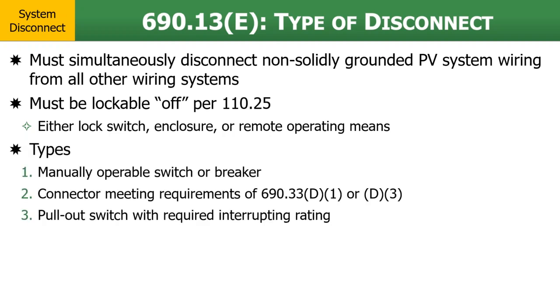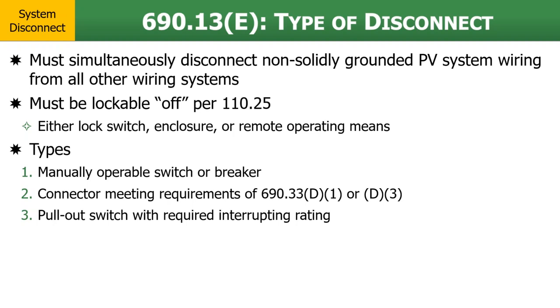There are several different types of disconnects that we can use. A manually operated switch or breaker, that's pretty obvious, standard equipment that we use in our systems. Connectors meeting the requirements of 690.33(D)(1) or (D)(3). So if we pull our code books out and look at that section, D1 says rated for interrupting current without hazard to the operator. So that would be some type of either disconnect or connector that's rated to interrupt the current without harming the operator and hopefully without damaging the equipment itself.